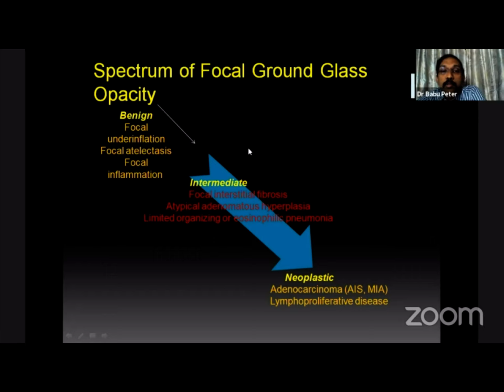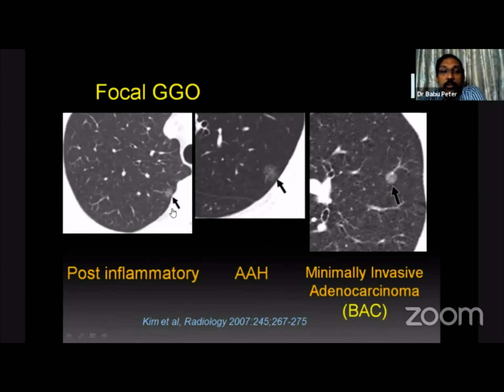The focal ground glass opacities may be benign, which can be seen with focal inflammation or focal atelectasis. An intermediate appearance grade can be seen with focal interstitial fibrosis, atypical adenomatous hyperplasias, or limited organizing pneumonias. Neoplastic may be due to minimally invasive adenocarcinomas or lymphoproliferative diseases. So these are a few examples.